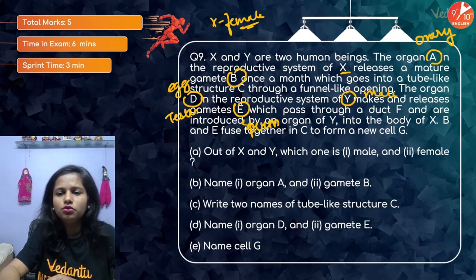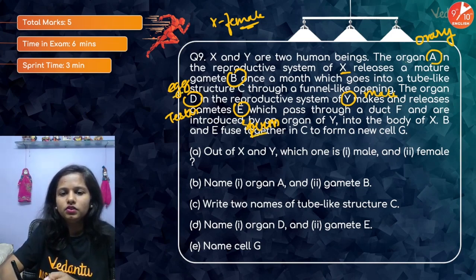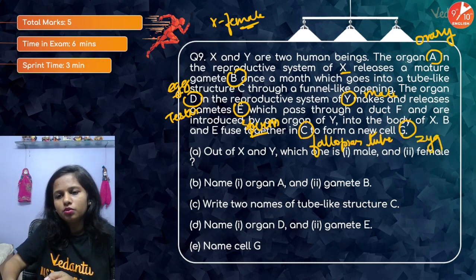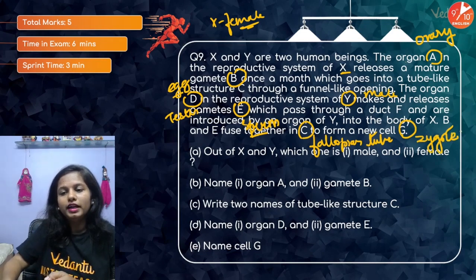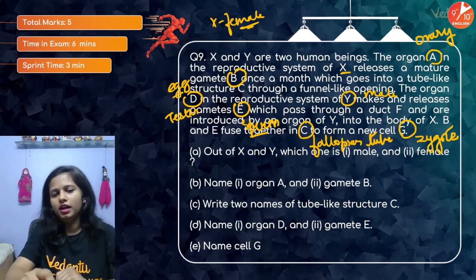B and E fuse together. B is the egg, E is the sperm. In C, what will C be? They fuse in the fallopian tube to form G. G will be the zygote. So such kind of question, I will not say difficult, but a little twisted, can be asked.